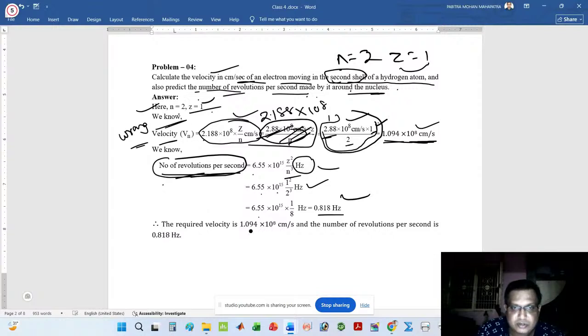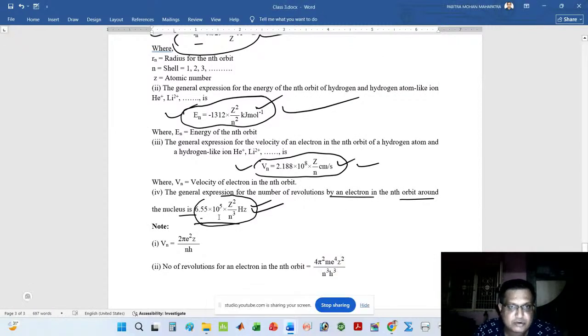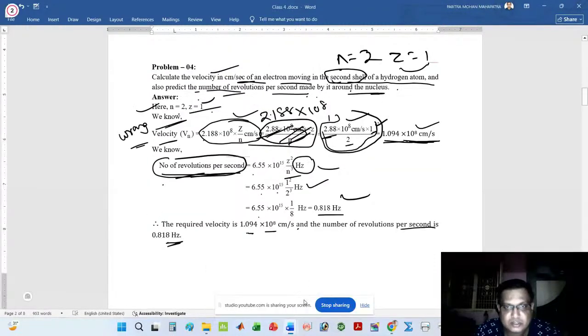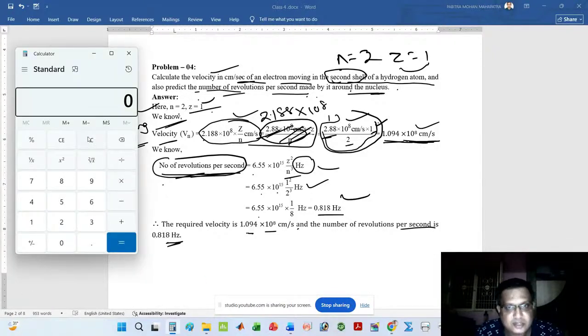So the required velocity is 1.094 into 10 to the 8 cm per second. This is the answer. And the number of revolutions per second is 0.818 hertz. This is the second answer. I want to check what is the formula for the calculation of the number of revolutions. Look at that. Here 10 to the 15 is given. If you calculate, what will be the answer? I want to verify whether this is correct or wrong.